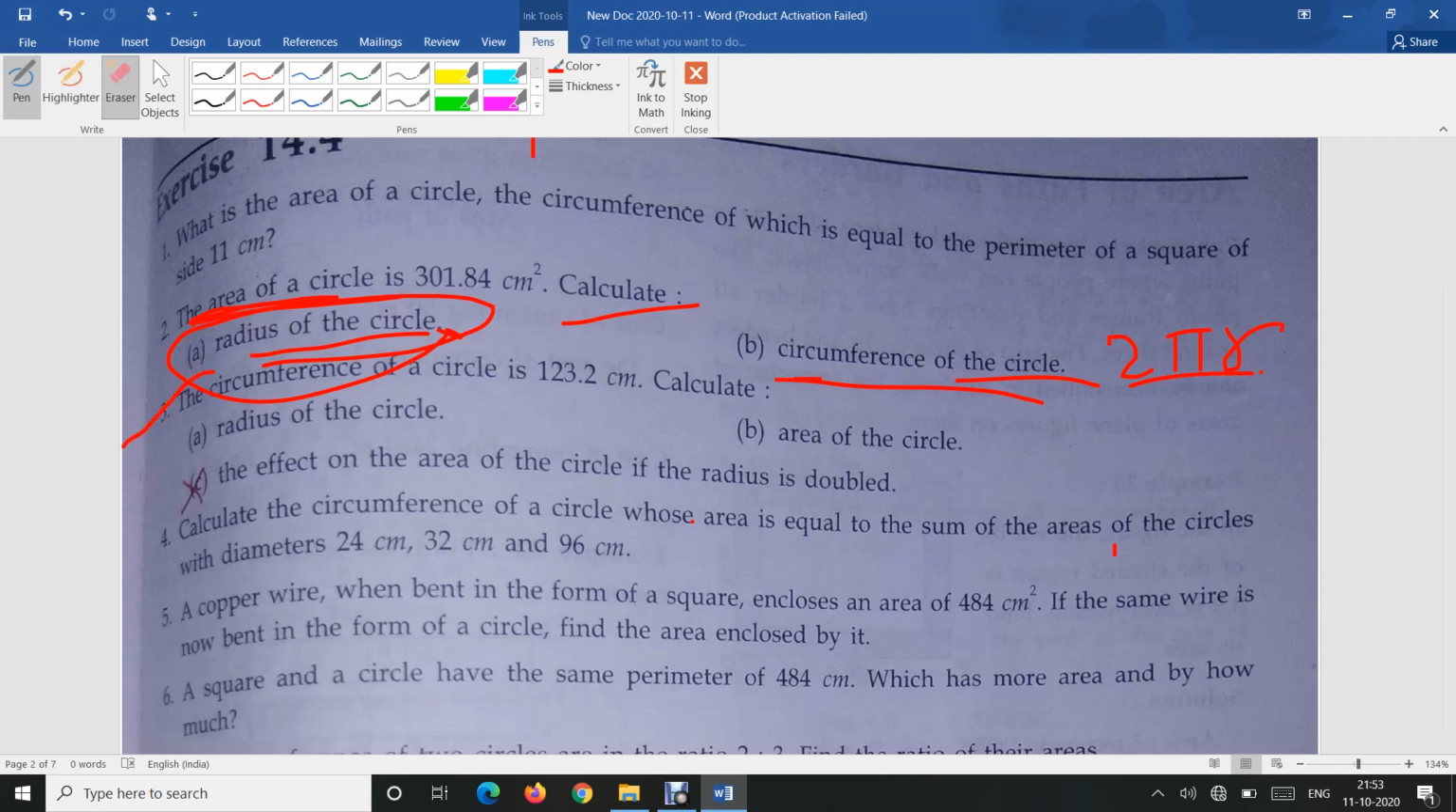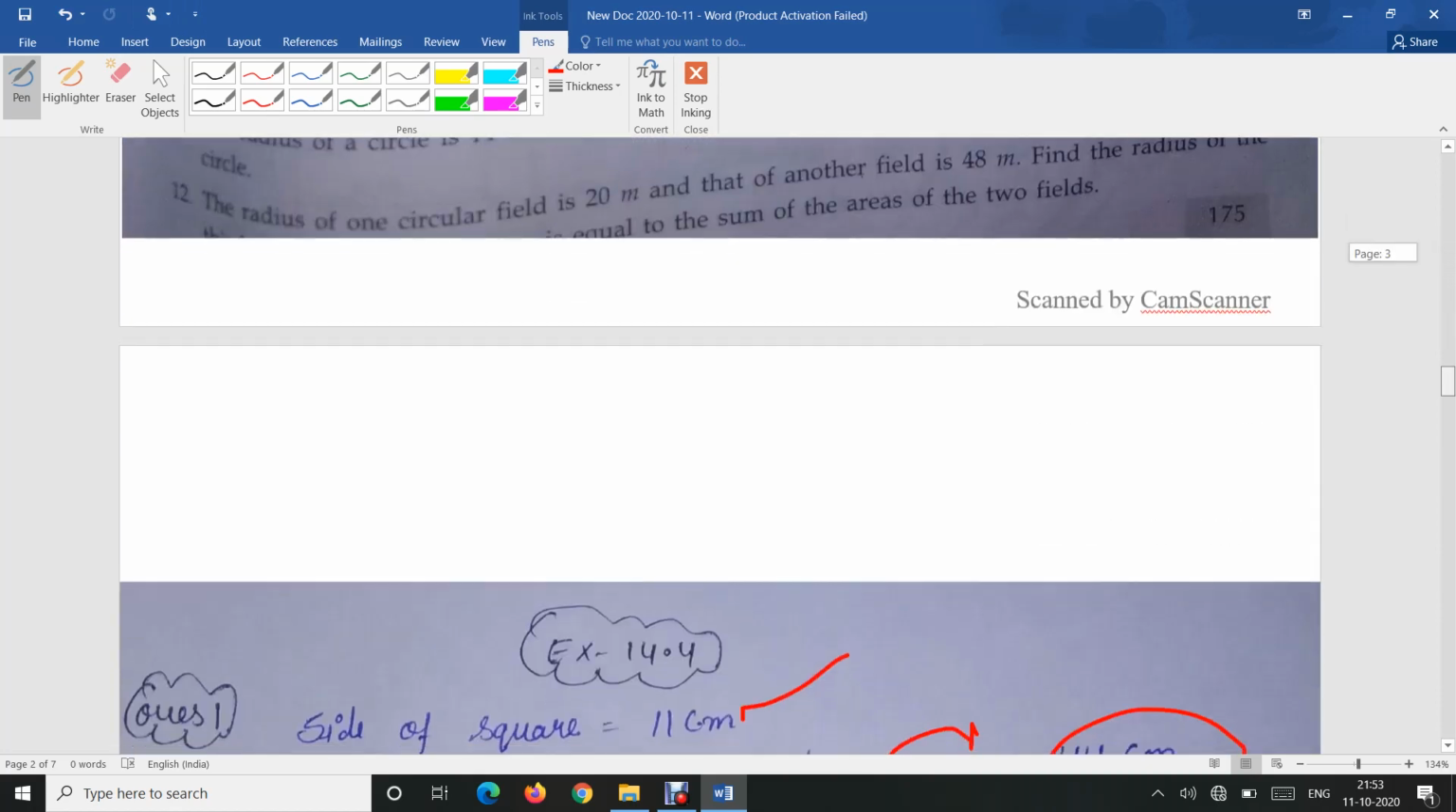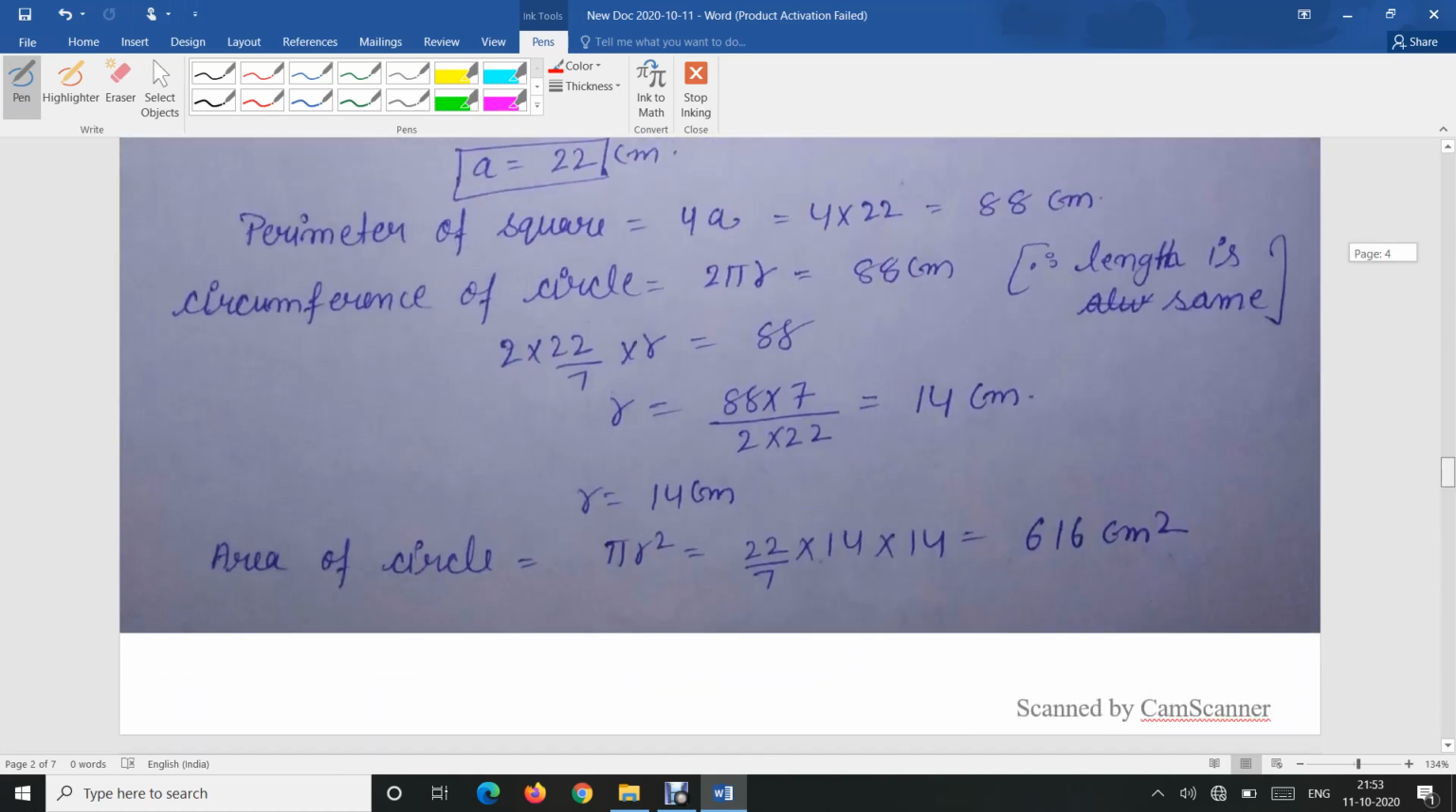Question number 3 is saying that the circumference of a circle is 123.2 centimeter. Then calculate the radius of the circle. You can do this question in a similar way. Here you are given the circumference of the circle, and you just need to calculate the radius of the circle first of all. So you can find the radius by applying the formula of circumference of a circle and putting them equal.